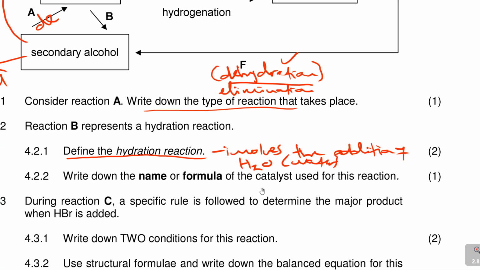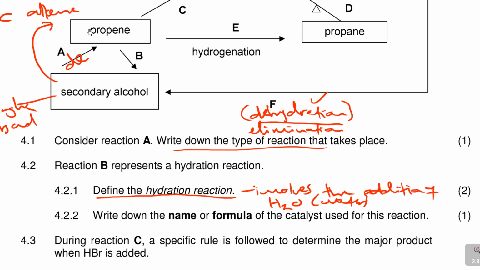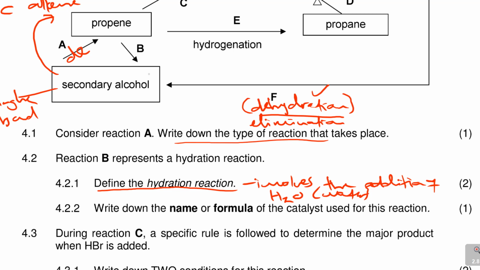Alright, write down the name or formula of the catalyst used in this reaction. Now propene, then you have got an alcohol here. You know, for hydration, propene to this alcohol, mainly it's sulfuric acid. We just added an acid. It's sulfuric acid, but you can use H2SO4 because they're saying formula. You put an acid here, this thing will become an alcohol. But yeah, these are the reaction conditions.